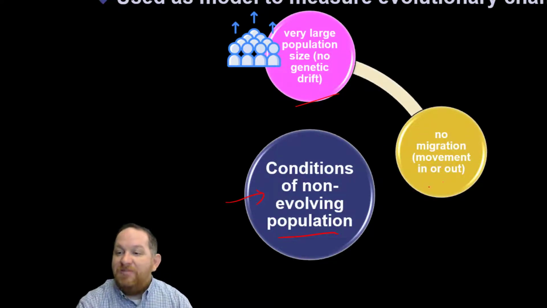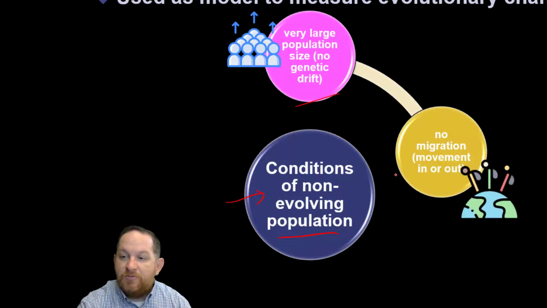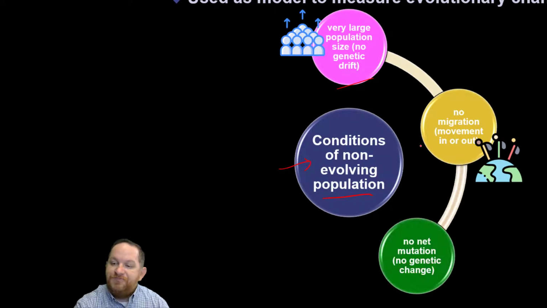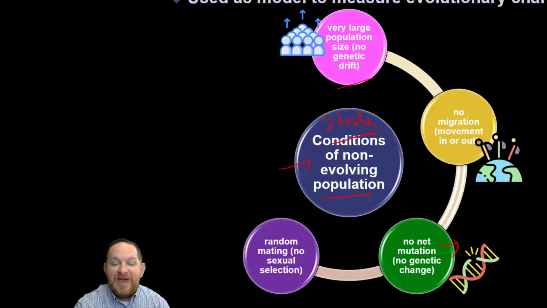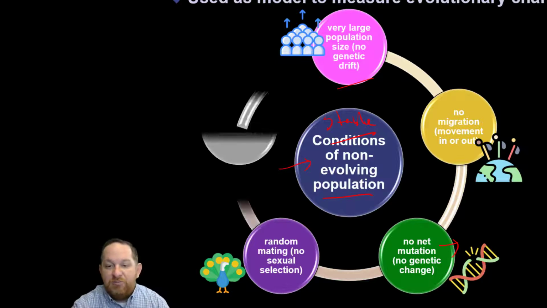We also can't have any migration, no movement in or out, right? This needs to be a stable community. No migrating across the globe. There can also be no net mutation, so we can't have a lot of genetic changes because really what we're looking for is a stable population for this hypothetical Hardy-Weinberg equilibrium to take place. So the next condition that has to be met is that there needs to be random mating, meaning there can be no sexual selection. So we can't have peahens going after the peacock with the most feathers. No sexual selection can be taking place.